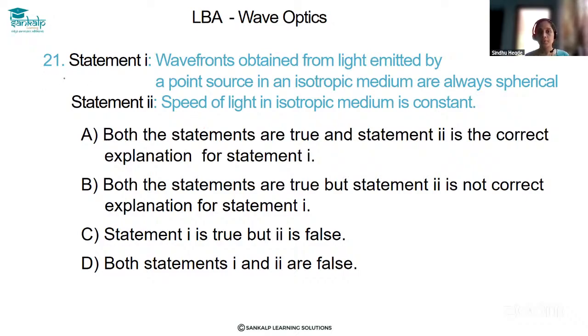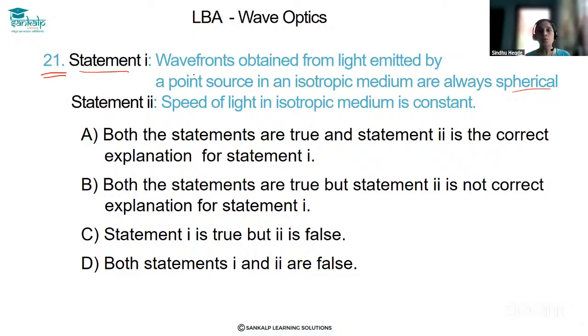Let us see question number 21. This is the statement type question. Two statements are given. We have to find out whether both the statements are true or false. Statement 1. Wavefronts obtained from light emitted by a point source in an isotropic medium are always spherical. Statement 2. Speed of light in isotropic medium is constant. Let us check whether these statements are true or false.